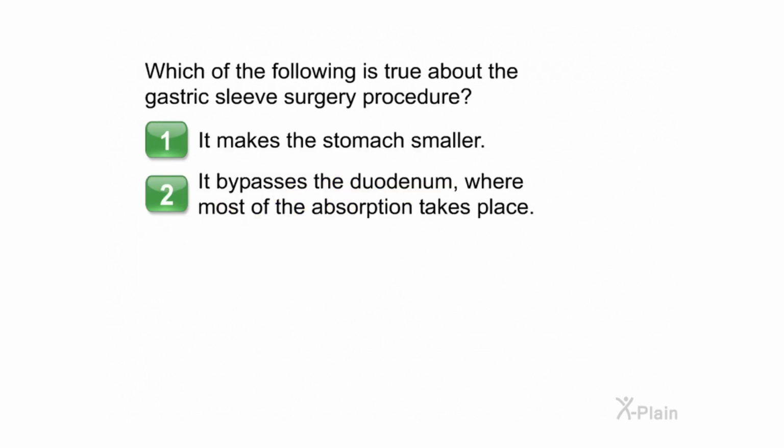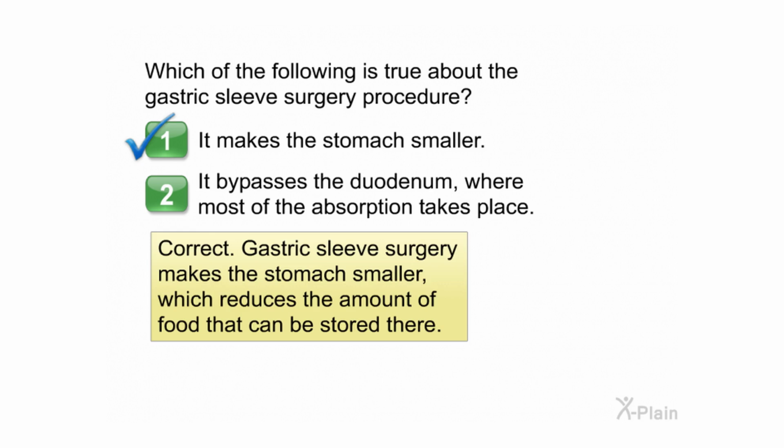Which of the following is true about the gastric sleeve surgery procedure? Choose one of the following options. 1. It makes the stomach smaller. 2. It bypasses the duodenum, where most of the absorption takes place. Correct. Gastric sleeve surgery makes the stomach smaller, which reduces the amount of food that can be stored there.